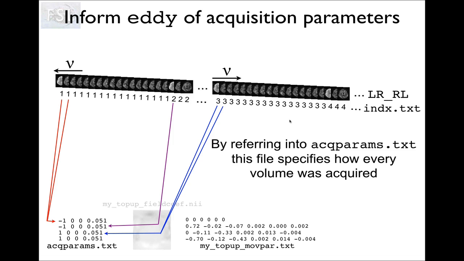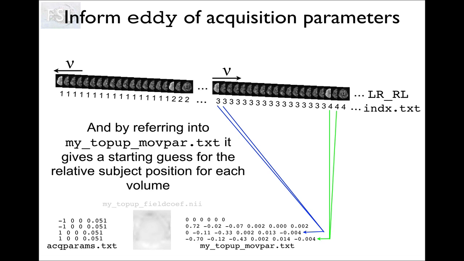But in addition to referring into the acquisition parameters file, it also refers into the movement parameters file. So that means that we can use these already estimated movement parameters as a starting guess for the subject position for each volume. And again, this is something that seemed like a very good idea at the time.